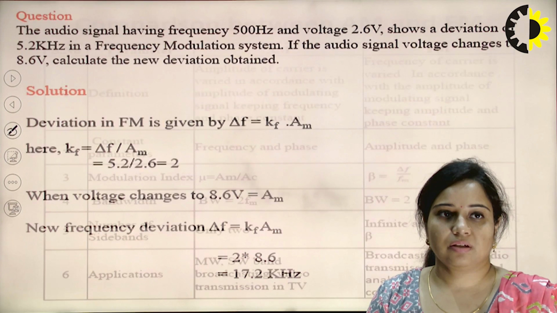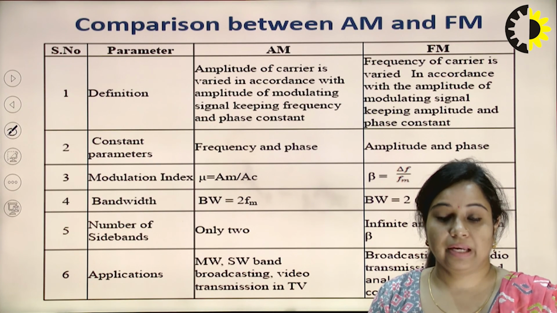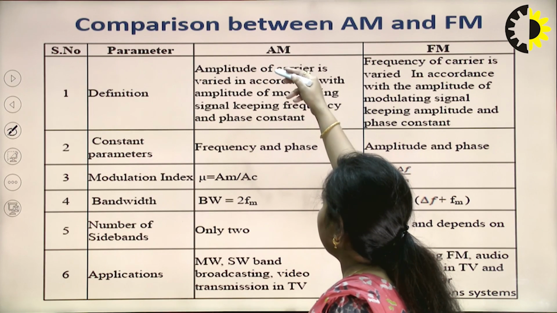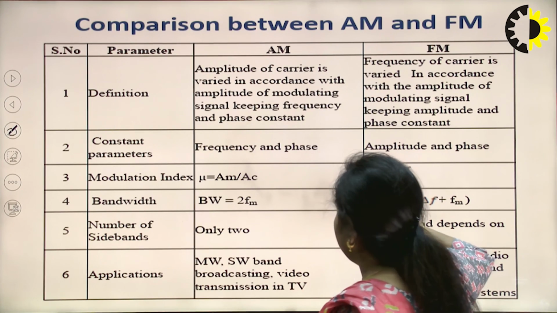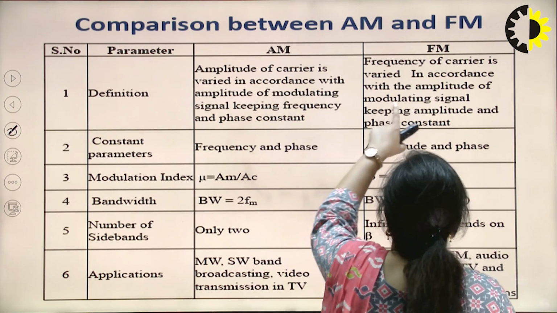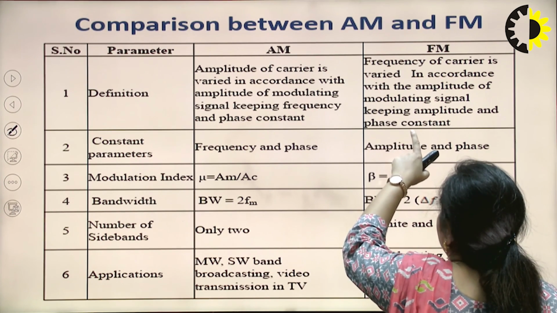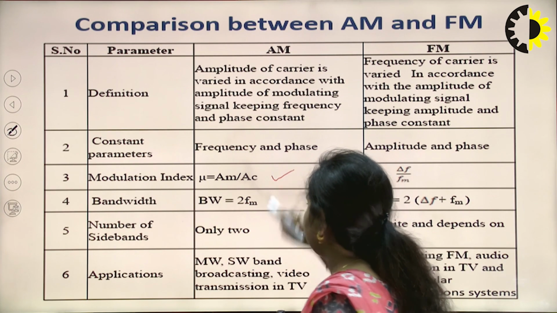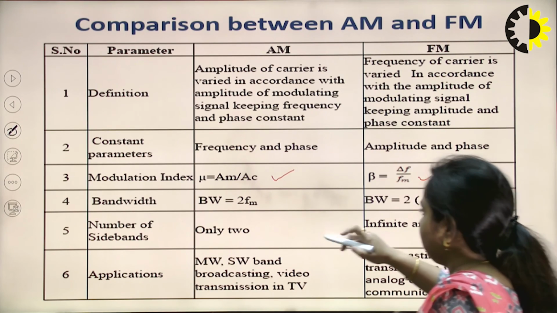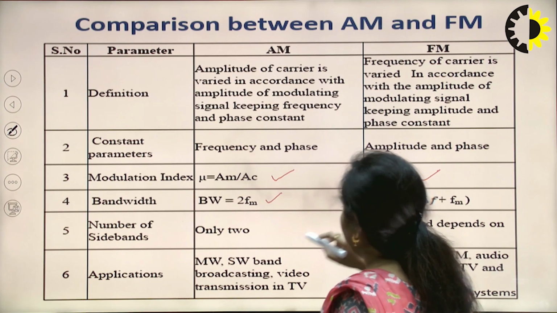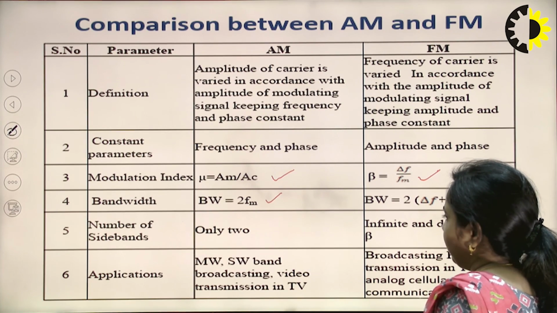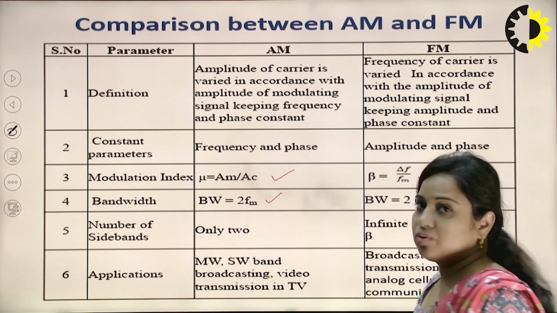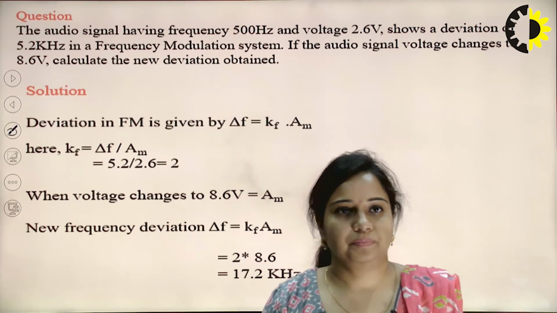Now next is the comparison of AM and FM. As we know, in AM we have to change the amplitude of the carrier signal proportional to the message signal, and in FM we have to change the frequency of the carrier signal proportional to the amplitude of the message signal. Its modulation index is Am upon Ac in AM, and delta F upon fm in FM. The bandwidth is 2 fm in AM. In FM the bandwidth is given by Carson's rule. In AM only 2 sidebands are there, and in FM it will be infinite in the case of WBFM.